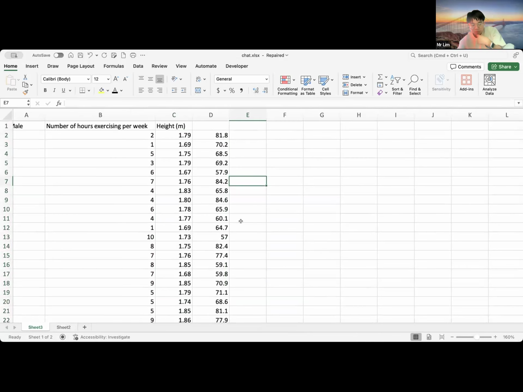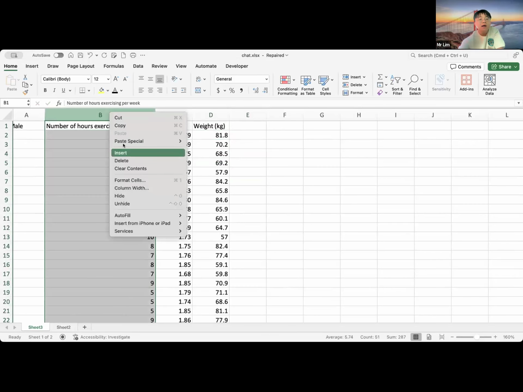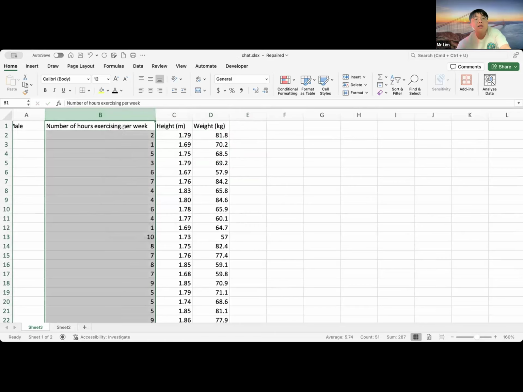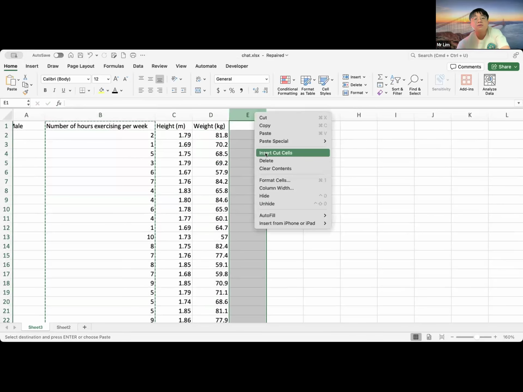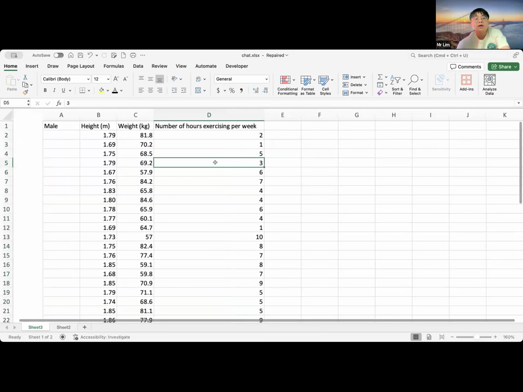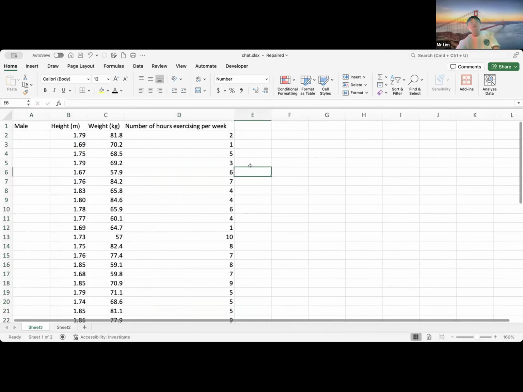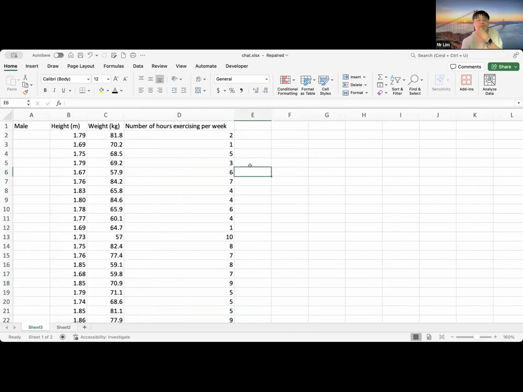Alright. So this is the weight in unit kg. Okay. I prefer to put this at the last. Okay, so this is the data for male.